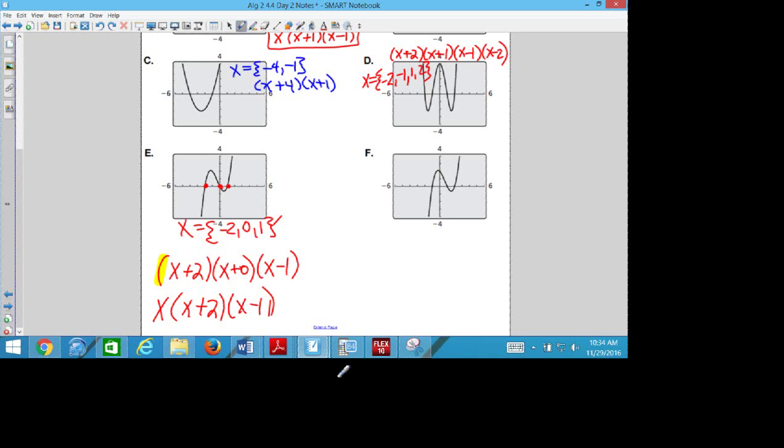For F, same thing. I'm going to look at my x-axis, and it crosses at -1, 1, and 2. So then I'm going to factor it. I'm going to have x plus 1, x minus 1, and x minus 2 for the factored version.